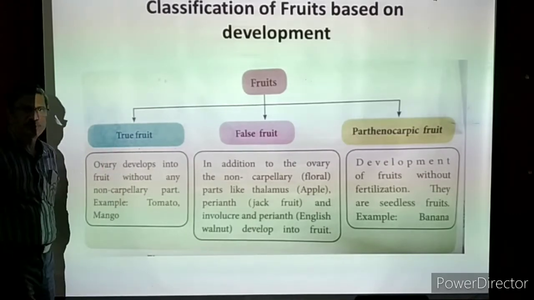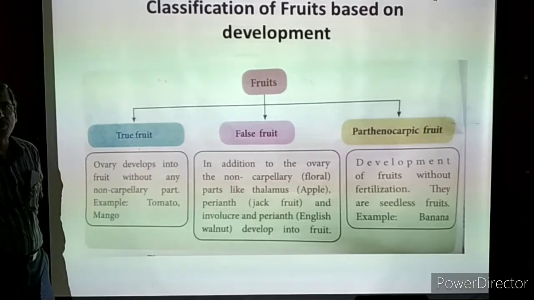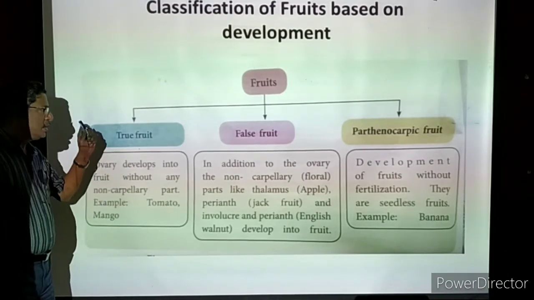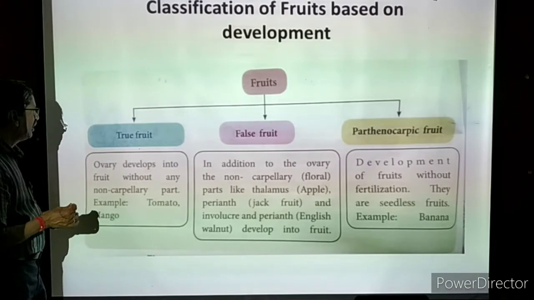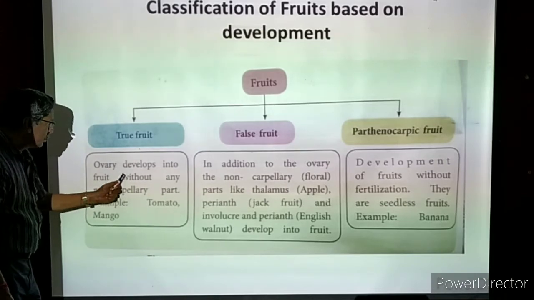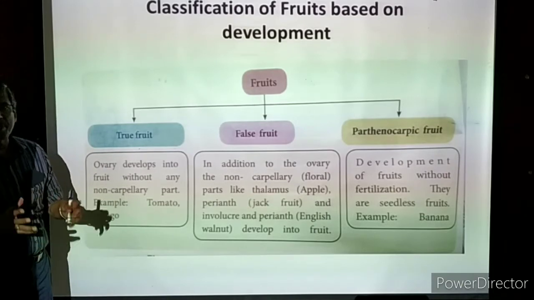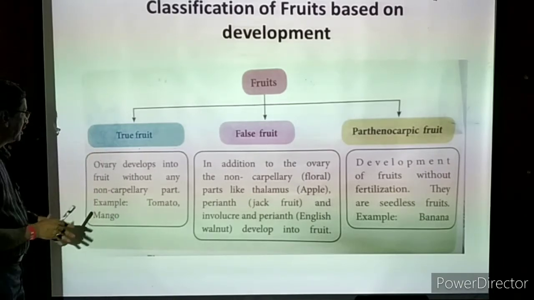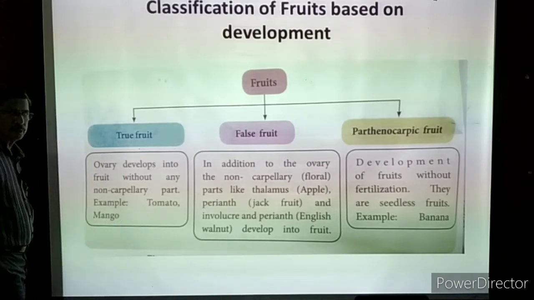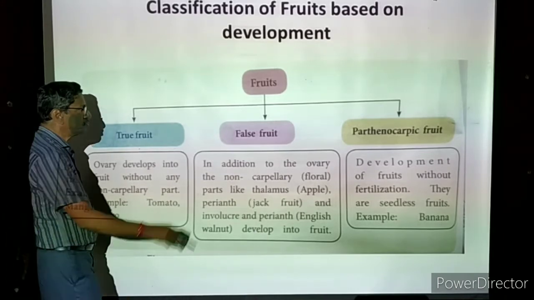Now which are called true fruits? If the ovary wall develops into the fruit wall, it is called a true fruit. Only the ovary wall will be developing into the fruit wall. The seeds develop, as usual, from the fertilized ovules. So a true fruit is one where the ovary develops into fruit without any non-carpellary part. The outer wall of the ovary will develop into the fruit wall. Examples are tomato and mango. The ovary wall develops into the thick and fleshy part.